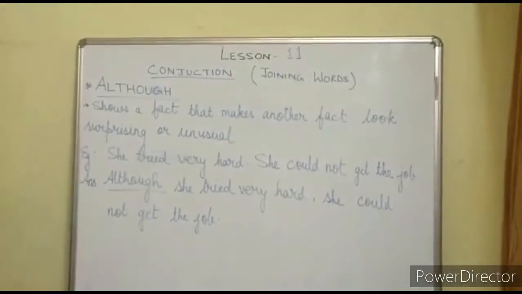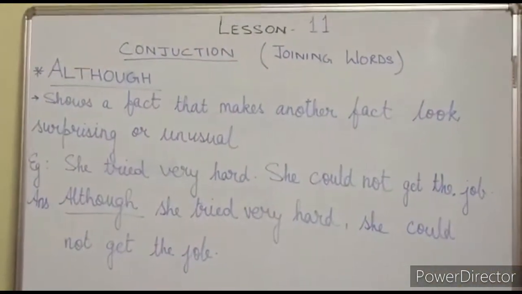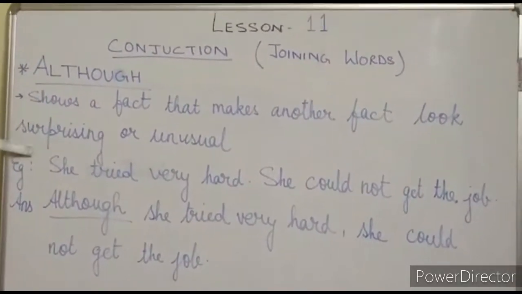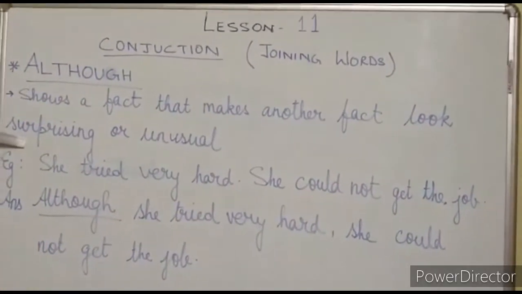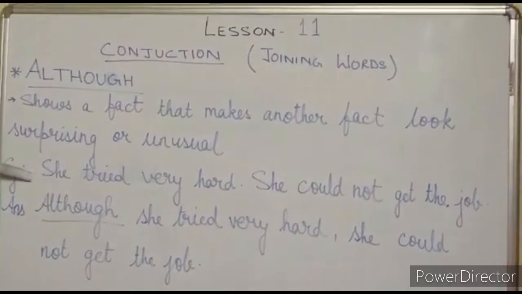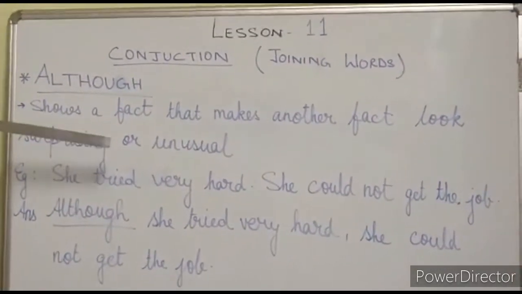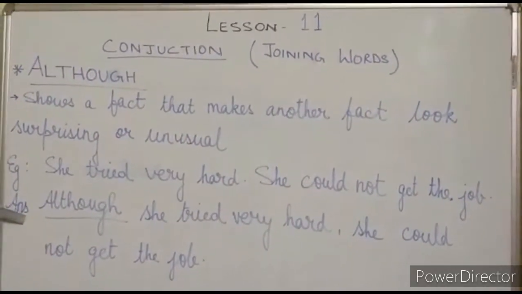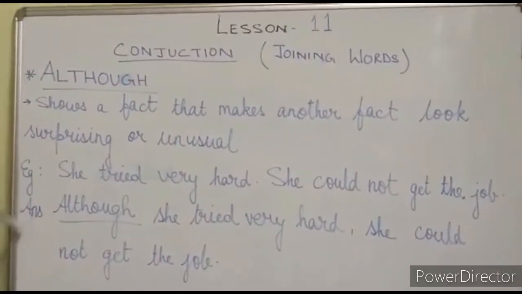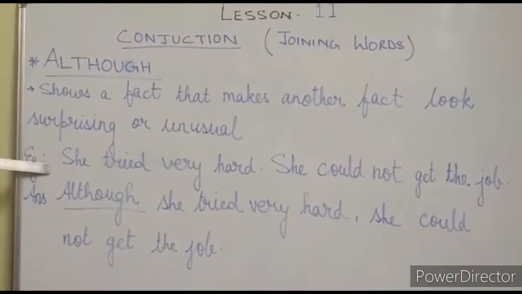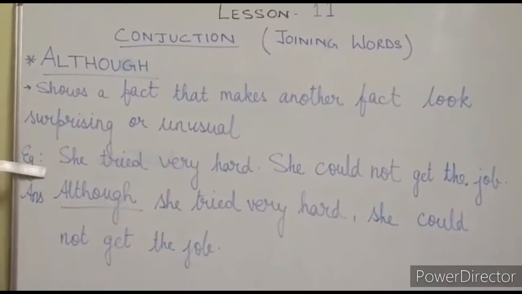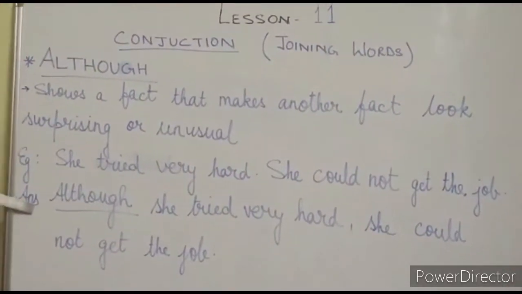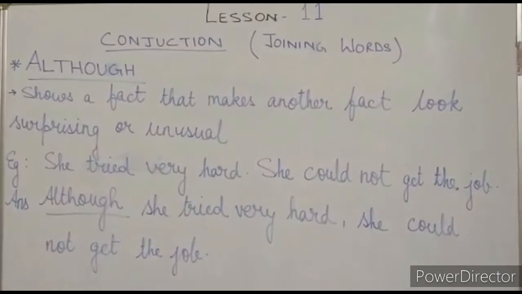So once again I am repeating it, students. The third conjunction is although. It shows a fact that makes another fact look surprising or unusual. For example, I have taken two sentences. She tried very hard, and the second part is she could not get the job. We have joined it with the conjunction although. Although she tried very hard, she could not get the job. Here students, we can also use the conjunction but. But since I am teaching although, I have given the example with although.